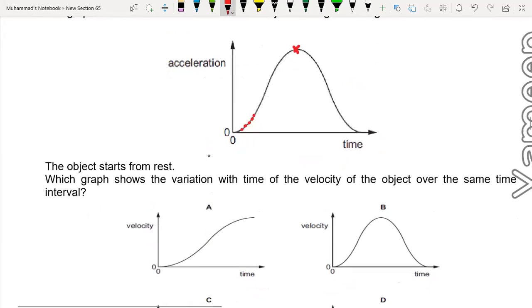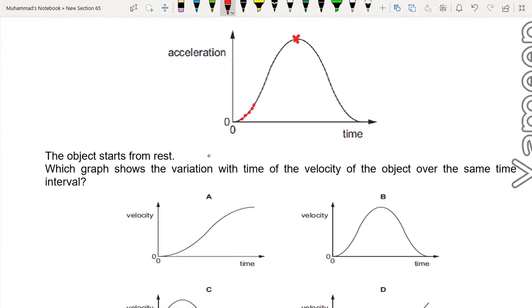The gradient should increase. So over here, if you check A, the gradient is increasing till that point. You can see the gradient is increasing. Then after this point, the acceleration is decreasing and it is positive, so the gradient should decrease. That's why A is the correct option.